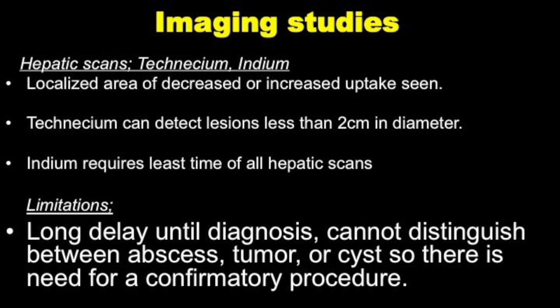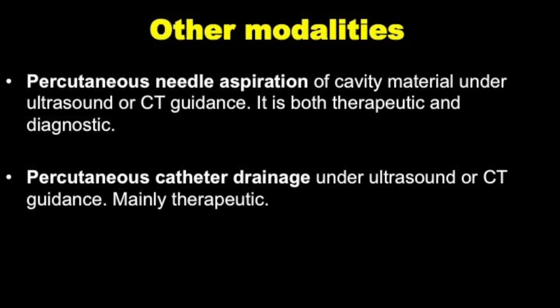Then other imaging studies, we have hepatic scans, which use radioisotope material, and depending on how the increase in uptake or decrease, it can help to show you that there's a lesion in the liver. However, the challenge with them is that you're not able to distinguish if it's a tumor, a cyst, or an abscess. So you end up needing a confirmatory procedure. Then other modalities, still these ones are now more of the intervention radiology, which my colleague is going to look into. Thank you.